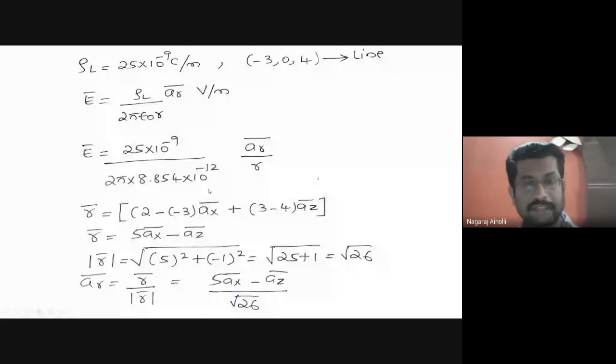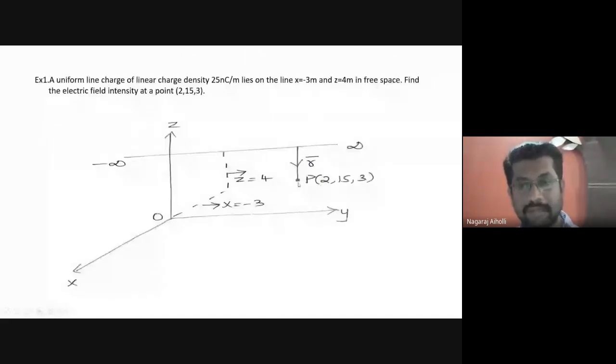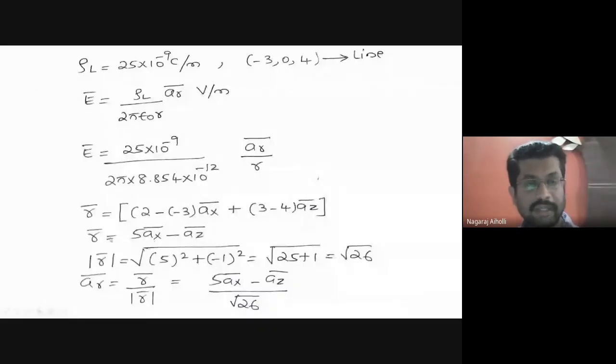R bar is equal to 2 minus of minus 3 AX bar plus the z coordinate. The z coordinate here is 3 and the z coordinate of the given line is 4, so plus 3 minus 4 into az bar. Hence r bar is equal to 2 minus of minus 3, which is 2 plus 3, that is 5 ax bar, plus 3 minus 4 is minus 1, minus az bar. Let us find the magnitude of this r bar vector. Magnitude of r bar is equal to square root of 5 square plus minus 1 square, that is square root of 25 plus 1, that is square root of 26.